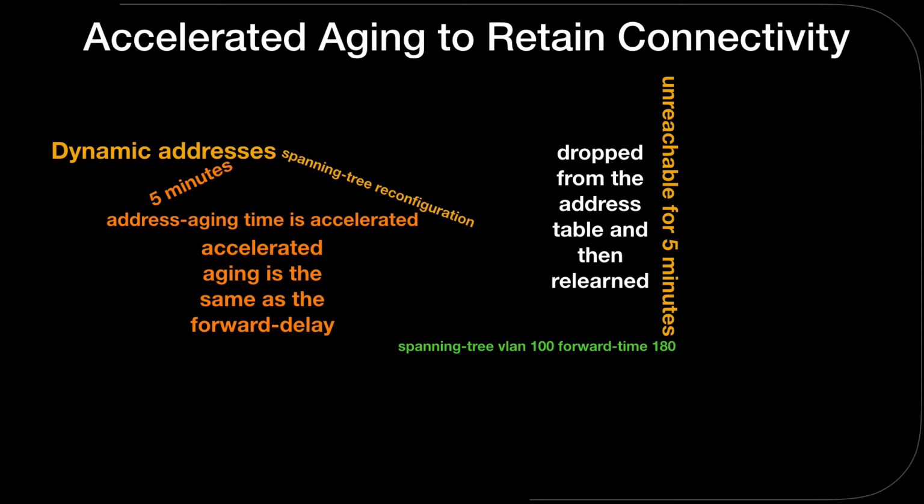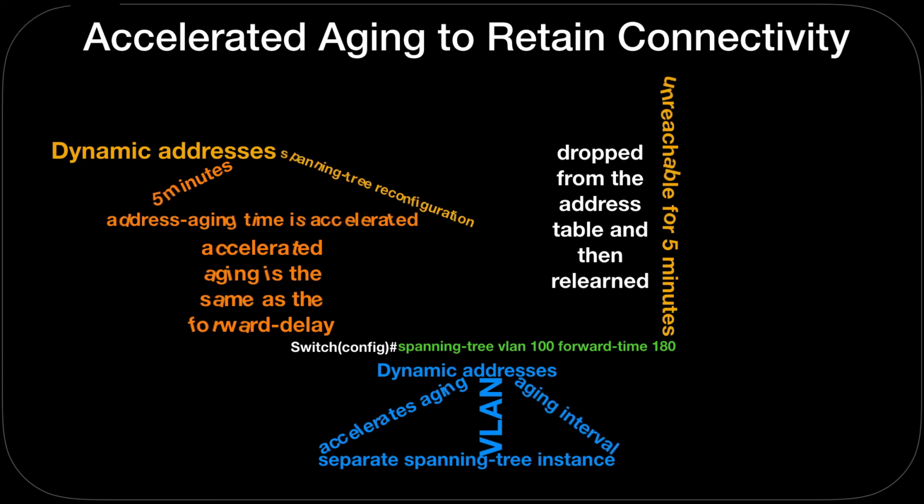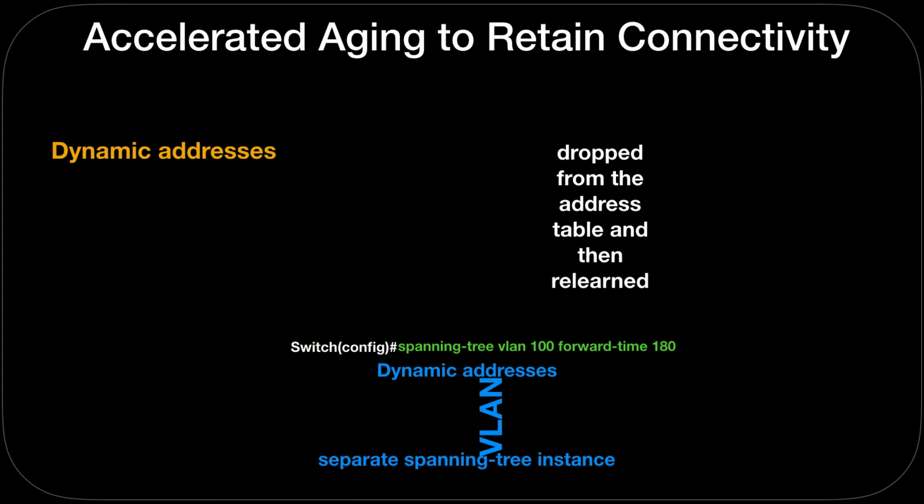spanning-tree vlan 100 forward-time 180, global configuration command. Because each VLAN is a separate spanning tree instance, the device accelerates aging on a per VLAN basis. A spanning tree reconfiguration on one VLAN can cause the dynamic addresses learned on that VLAN to be subject to accelerated aging. Dynamic addresses on other VLANs can be unaffected and remain subject to the aging interval entered for the device.